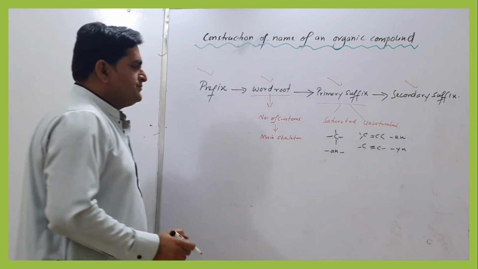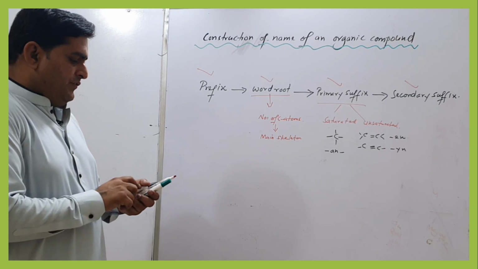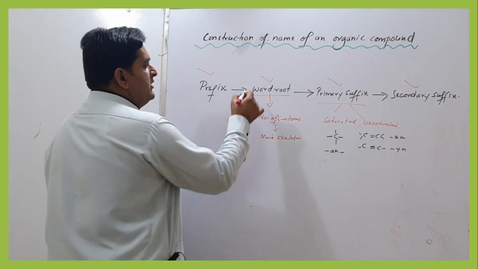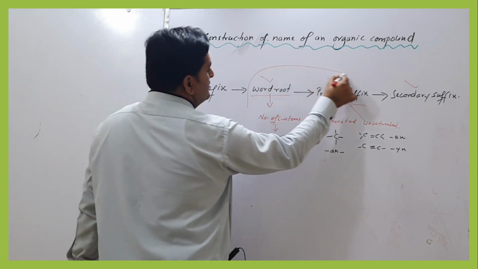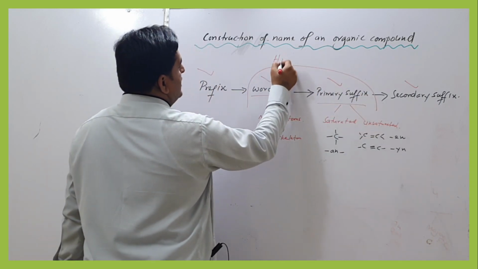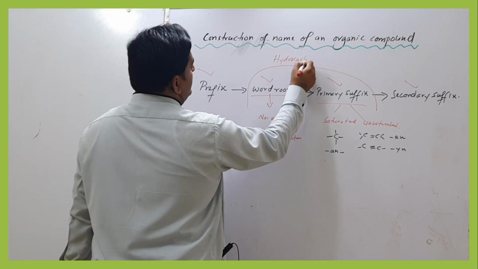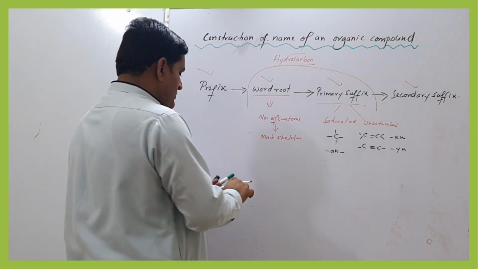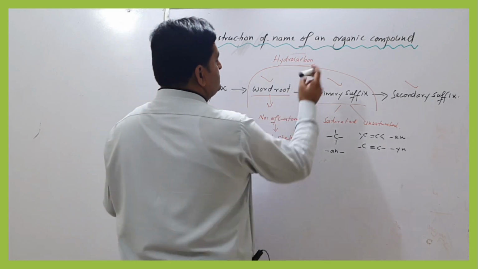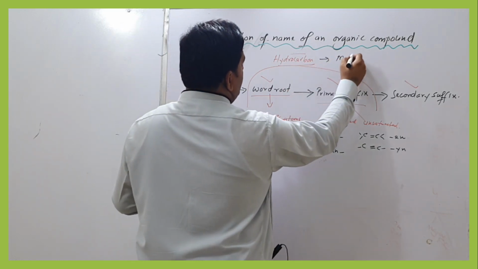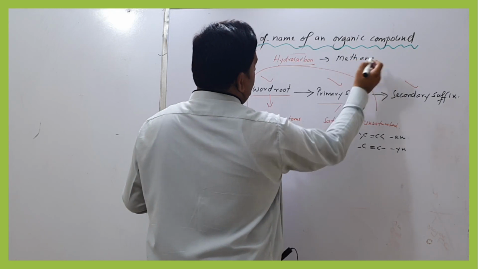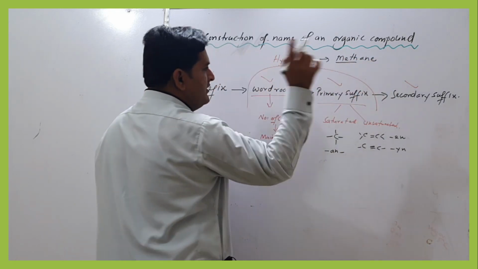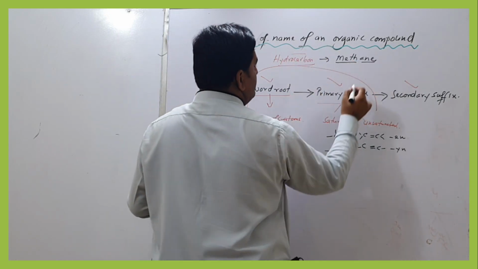After that, if a compound is a hydrocarbon, it has only two parts: word root and primary suffix. For example, methane. Meth is the word root, having one carbon atom, and "ane" is the primary suffix.